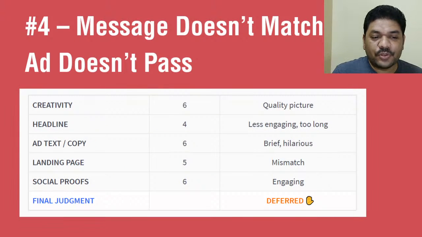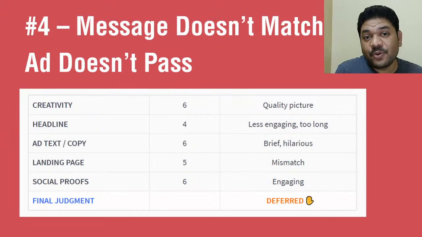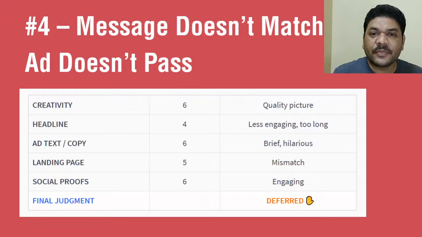So the ad text is in brief, and the product and landing page are mismatching. Social proof is engaging, but this estimate is somewhat like that. This is what is going to happen when you have a mismatched concept of your image and title. So these are the examples.